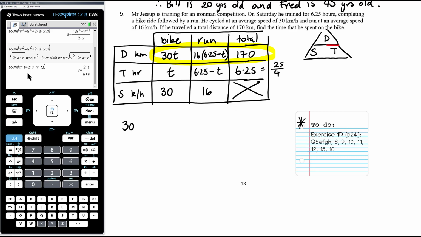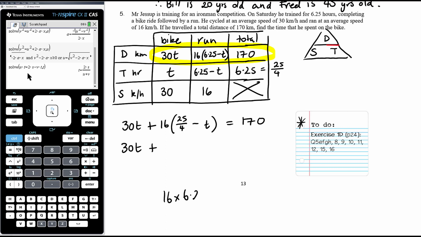So we know that 30t plus 16 times, I am going to write that as 25 on 4, take away t. If you're happy working with the decimals, that's no problem at all, equals 170. So I want to expand out the bracket, so 30t plus, now if I'm doing 16 times 25 on 4, remember that's 16 over 1 times 25 over 4, the 16 and the 4 are going to cancel down, so I've now just got 4 times 25, so that's going to be 100. You might have been comfortable doing the 16 times 6.25 instead.